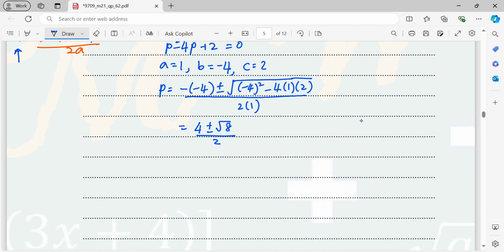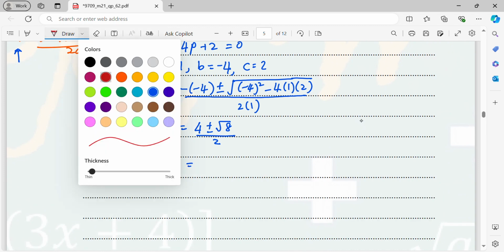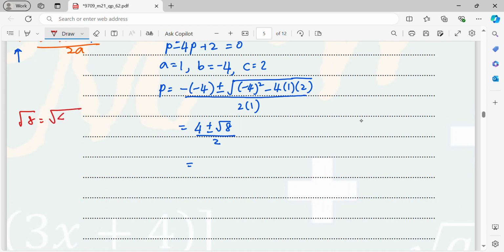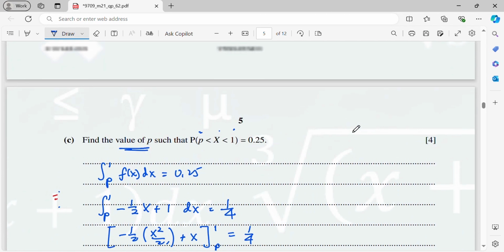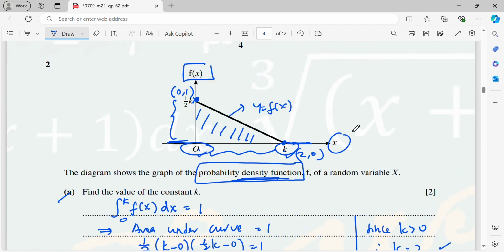Now the square root 8 is basically square root 4 times 2. We have a formula, square root of AB is square root A times square root B, so you can split. Therefore this is going to be square root 4 times square root 2. Square root 4 is going to be 2, so we end up with 2 root 2. So now I will be getting 4 plus minus 2 square root 2 over 2. Now all the terms divided by 2 means the first term is 2, then plus minus square root 2.